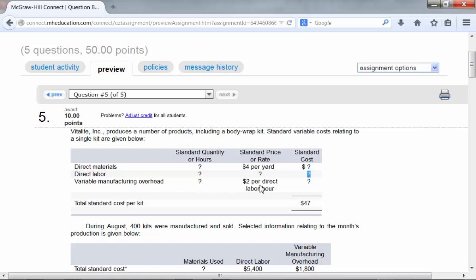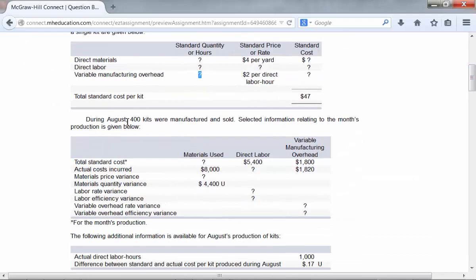And then variable overhead, it looks like labor drives overhead in this example, because you can see the standard rate here is $2 per direct labor hour. Every labor hour that's worked, the company expects variable manufacturing overhead to go up by $2. So since labor drives overhead in this example, the standard quantity for variable manufacturing overhead is the same as the standard quantity for direct labor. It just represents the number of labor hours it takes to make one body wrap kit. They give us this information here, and they say that during August 400 kits were manufactured and sold.